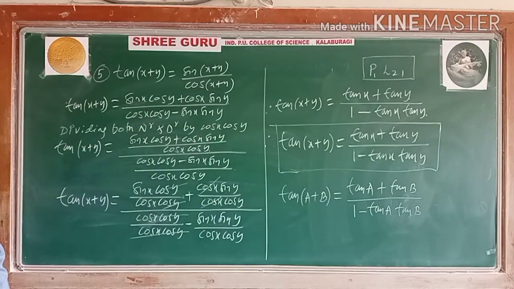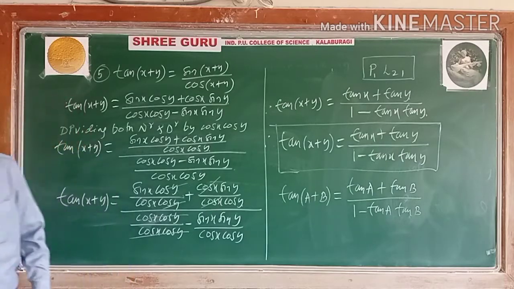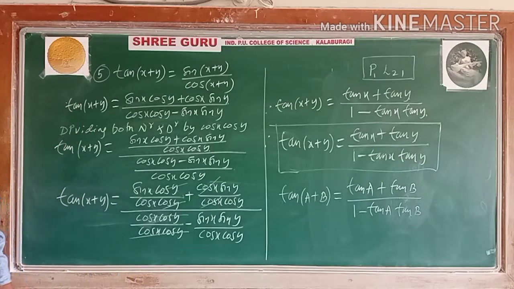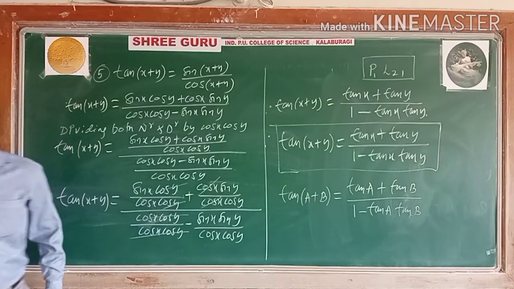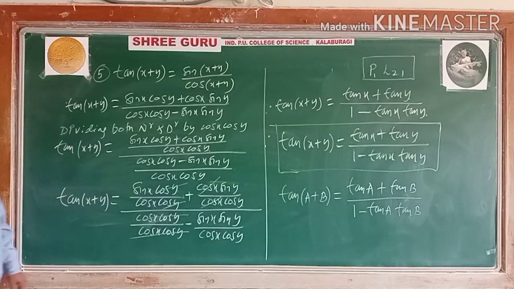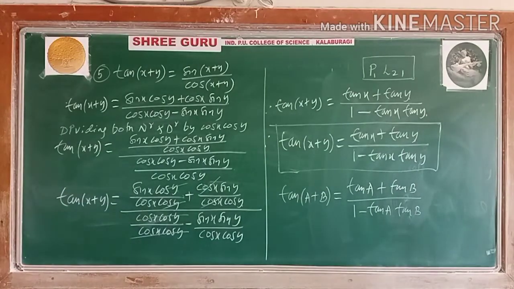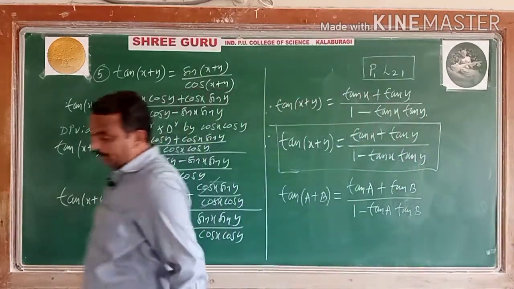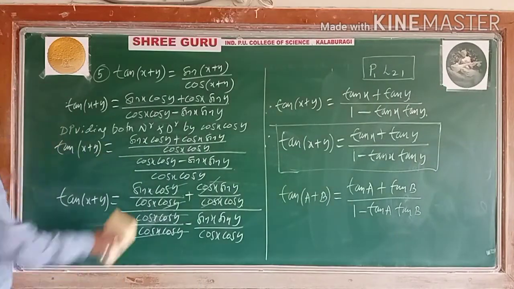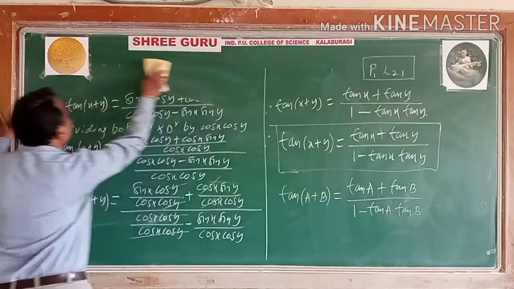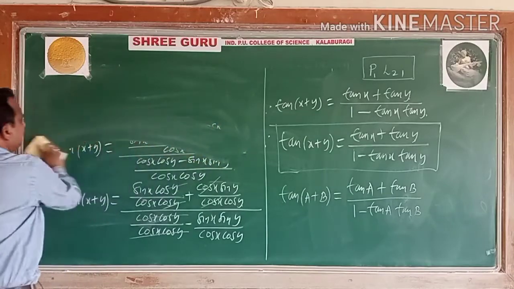Tan of A plus B is equal to tan of A plus tan of B divided by 1 minus tan A into tan of B. So this is the fifth result, students. Now let us go for A minus B, tan of A minus B, that is x minus y.